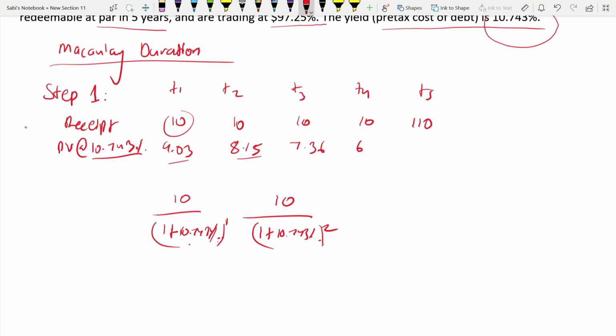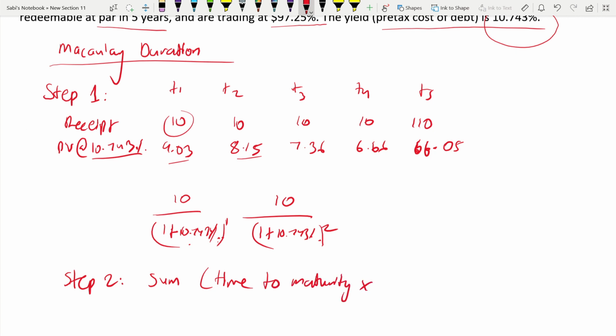Then 7.36, 6.66, and for the last year it will be more, 66.05, because it has the principal amount also there. Now, this is step 2. Step 1 is done. Step 2: calculate the sum of time to maturity multiplied by present value of receipt. That's why we first found the present value of receipt in step 1, because you needed to multiply it with the time.